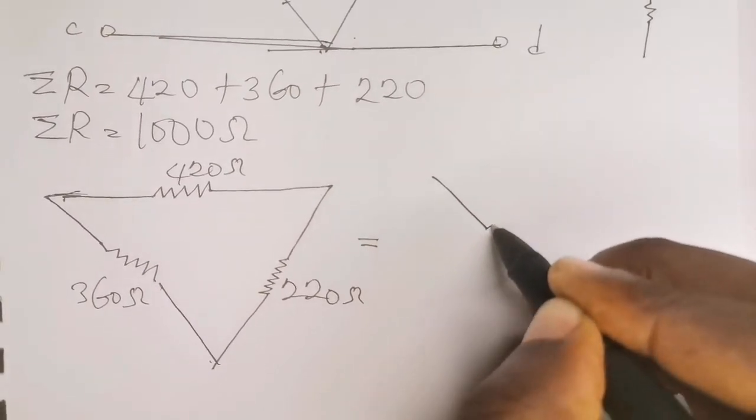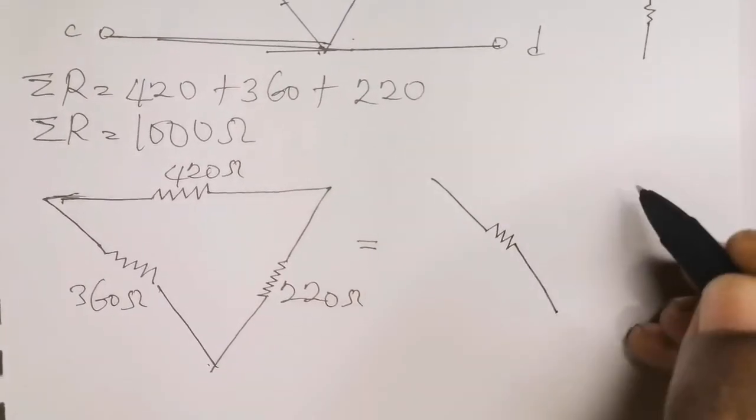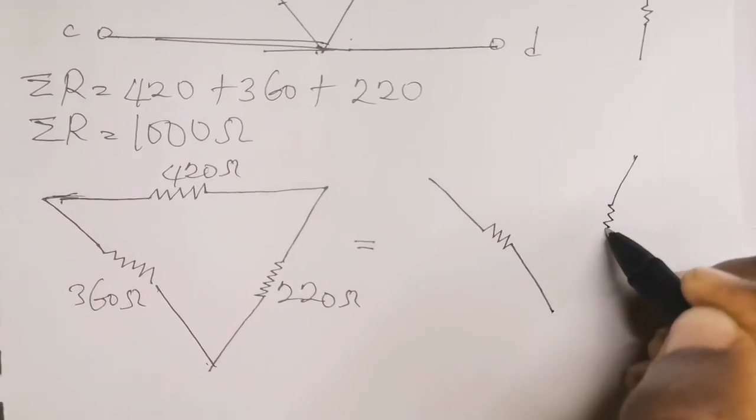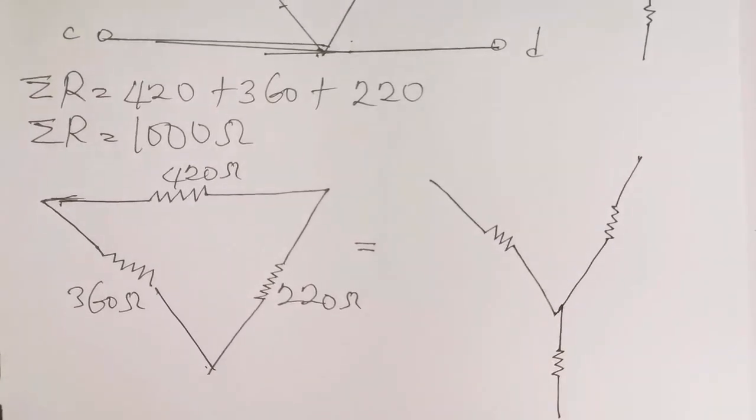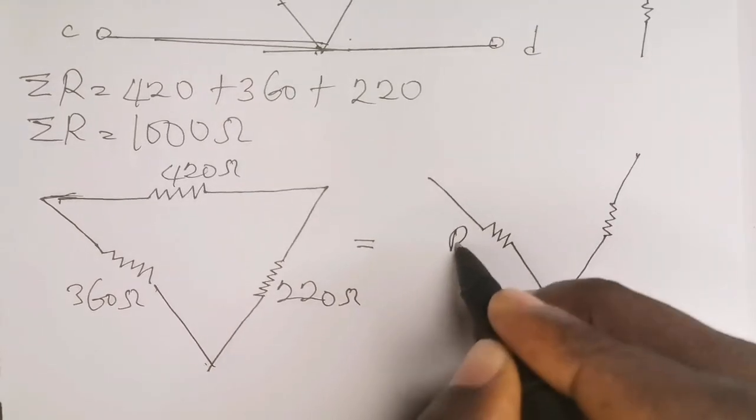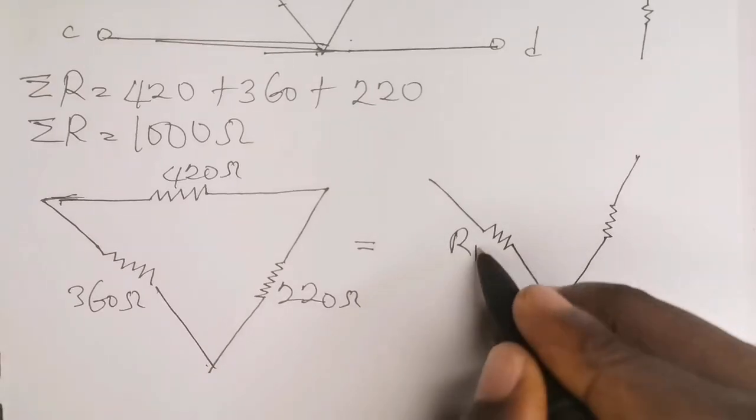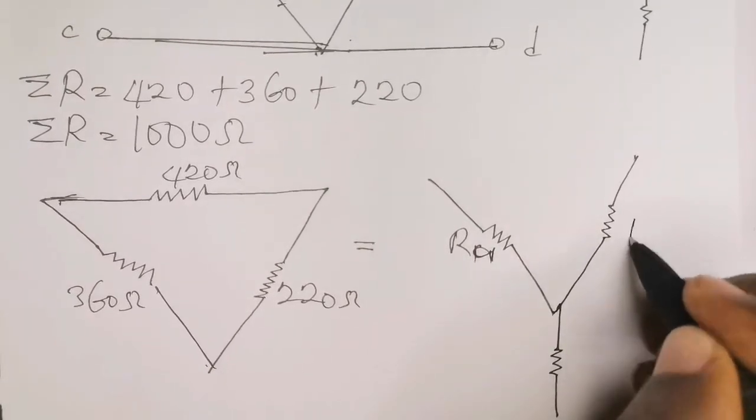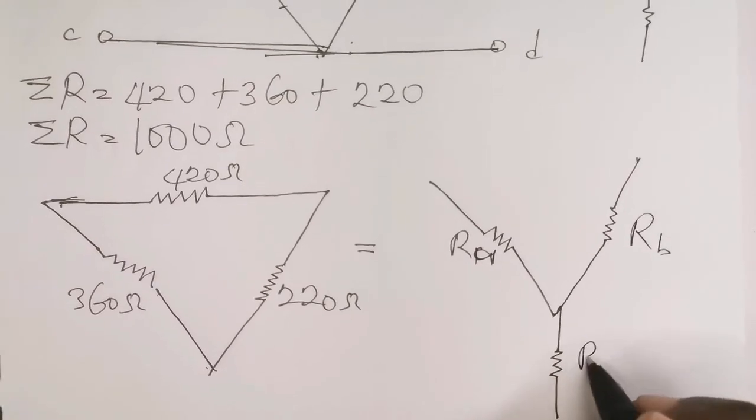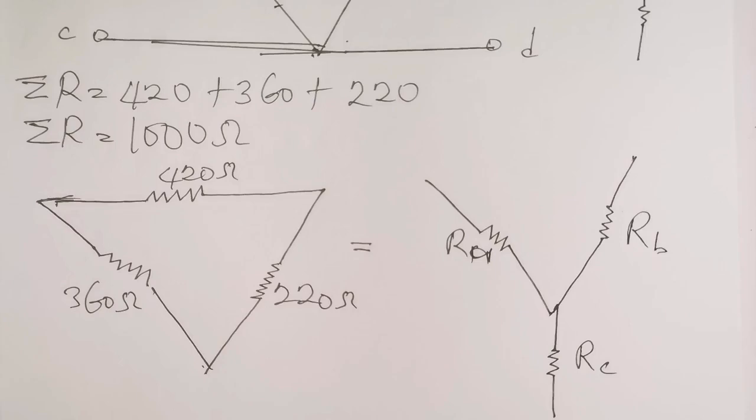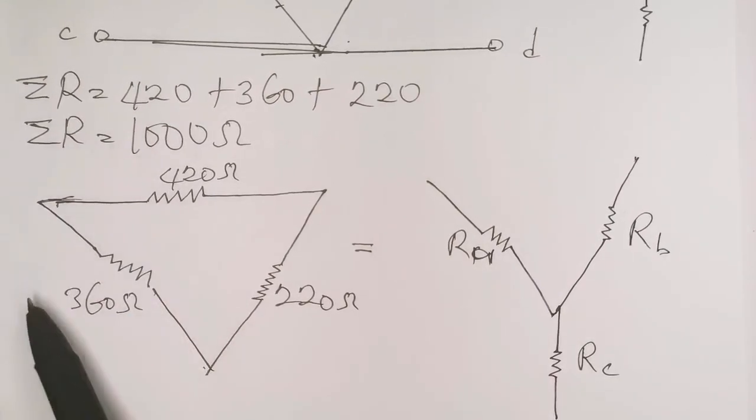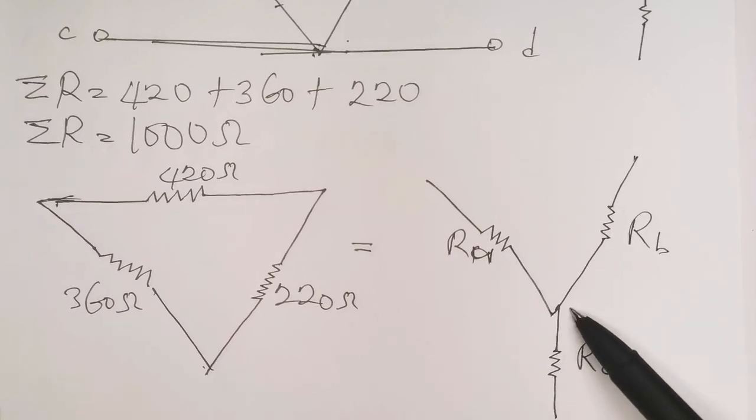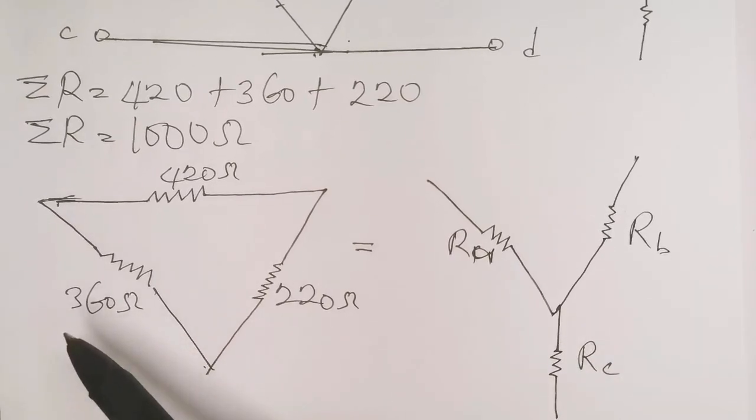So this is our star network. Let's label here as R1 unknown, call this RA unknown, call this RB unknown, call this RC. We need to find the equivalent of these values. We need to find RA, RB and RC, then transform this whole network into a star. So what you will do next is draw this star network inside the delta network.